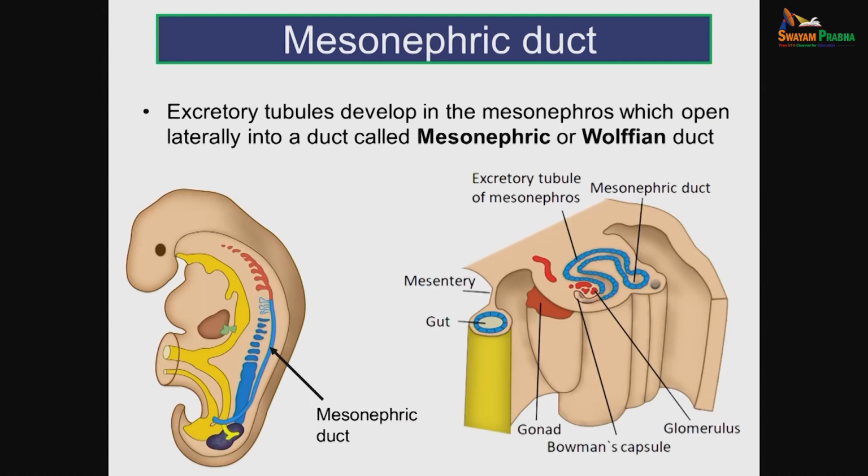Next, what happens is, like Pronephros, here also excretory renal tubules start developing. And what they do is, they are going to open into the duct which is lateral, called the mesonephric duct. There is another name for this duct, which is also called the Wolffian duct. Please note, these mesonephric tubules, the excretory tubules developing in the mesonephros, are going to open into the mesonephric duct, which is situated laterally.